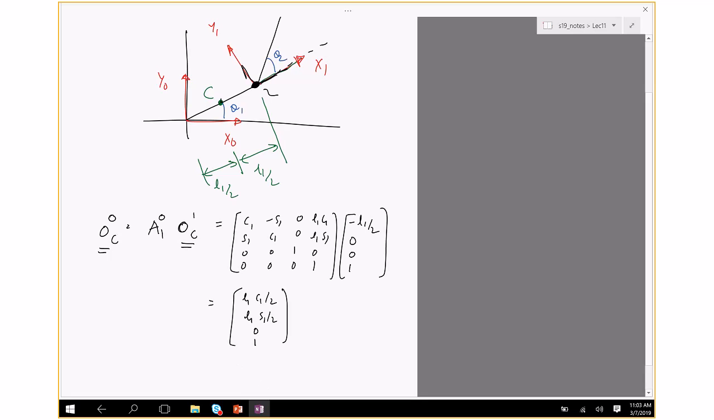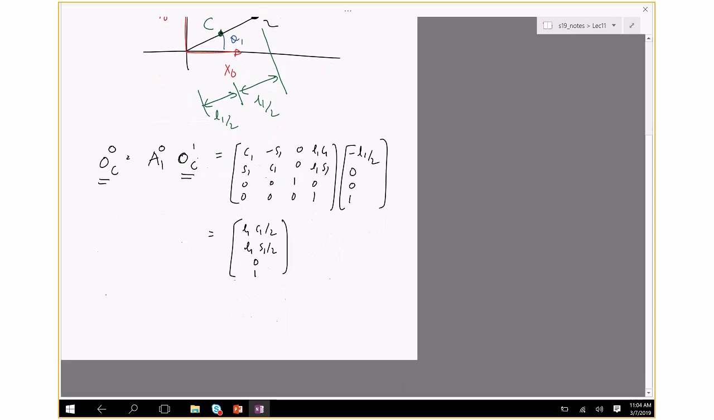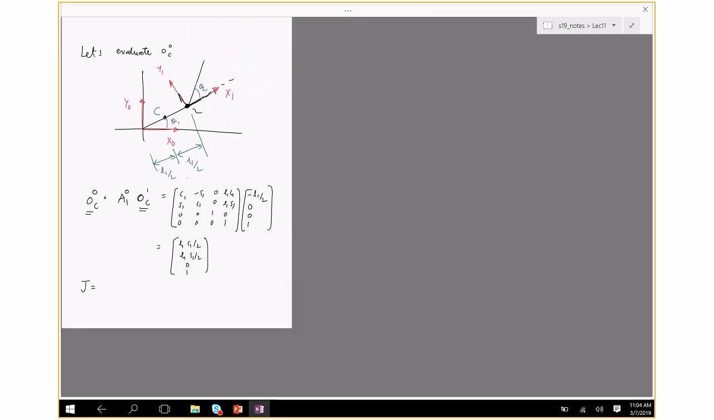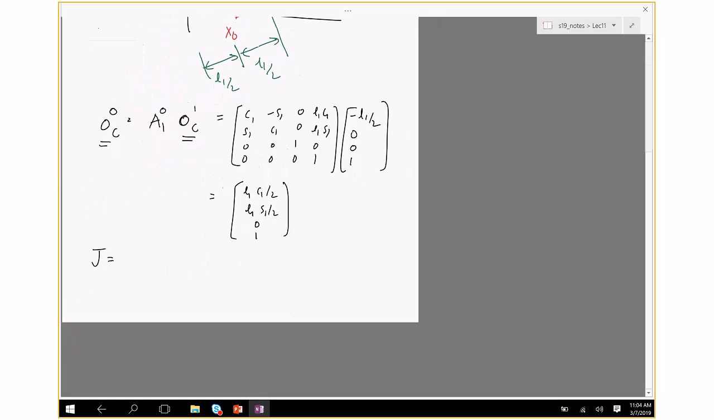By trig we figured out that this is the right answer. L1 cosine theta 1 divided by 2, L1 sine theta 1 divided by 2 is the right expression for point C from trig, and so that agrees. Anyway, once you get this, you can write a formula for JCQ. It's a little bit of math. I highly encourage you to try doing this yourself using MATLAB. Don't try to do hand calculation.